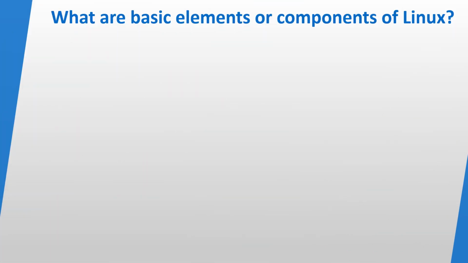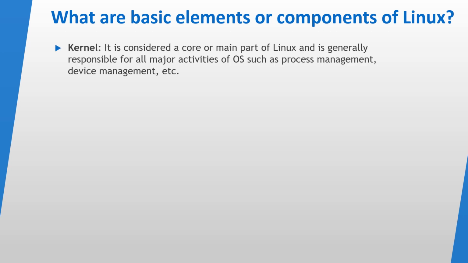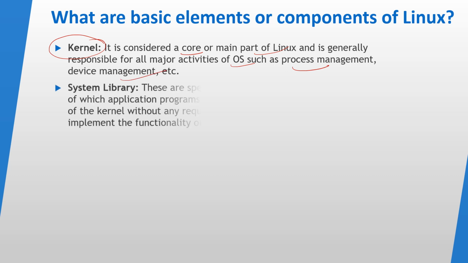So what are basic elements or components of Linux? So let's see. Kernel. Kernel is one of the most important basic features of Linux. It is considered the core or main part of Linux and is responsible for all major activities of the OS such as process management, device management, etc.